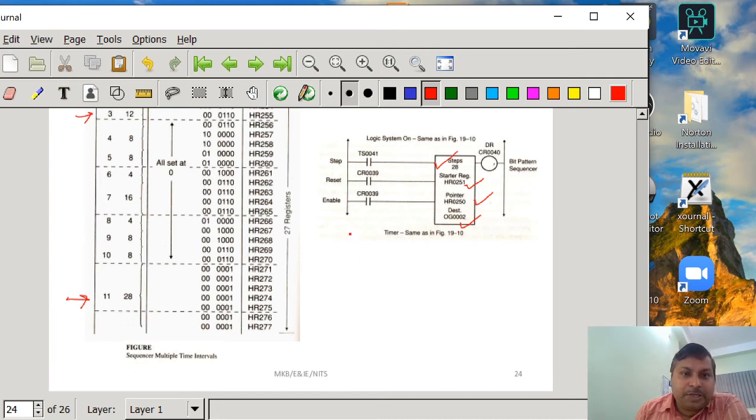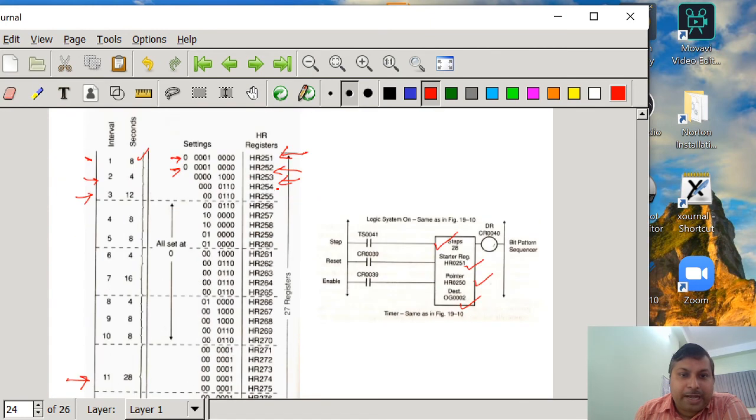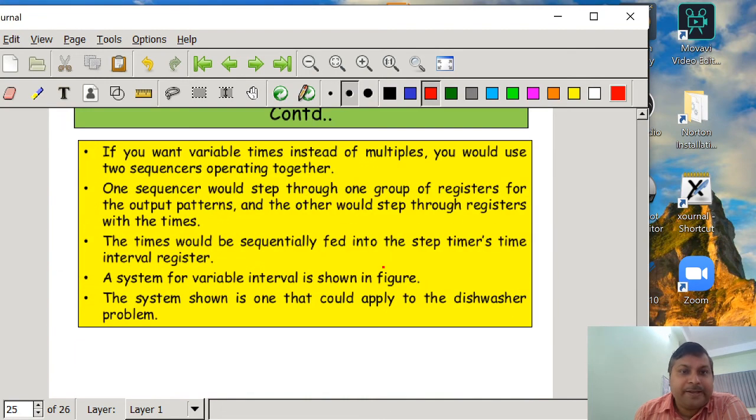Now because you see we require 27 registers, and that's why we have written here number of steps are 28, one extra. Fine. And now suppose if you want variable time instead of multiples, you would use 2 sequencers operating together.